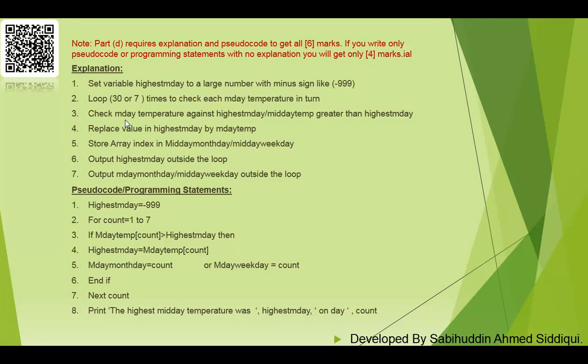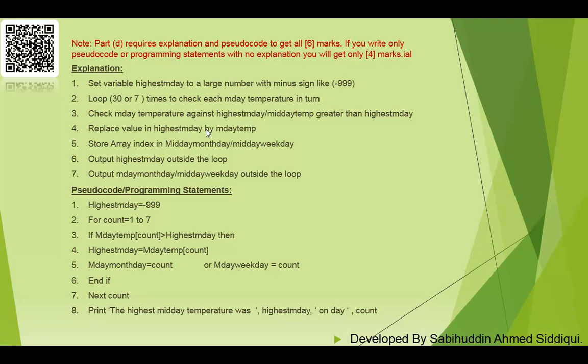Next you have to say why this is going to happen: check midday temperature against highest midday. As we compare the values, if the highest value is lesser than the new value, then you have to swap the values. You have to state this situation explicitly, right? If you are unable to say this, you will lose 2 marks.